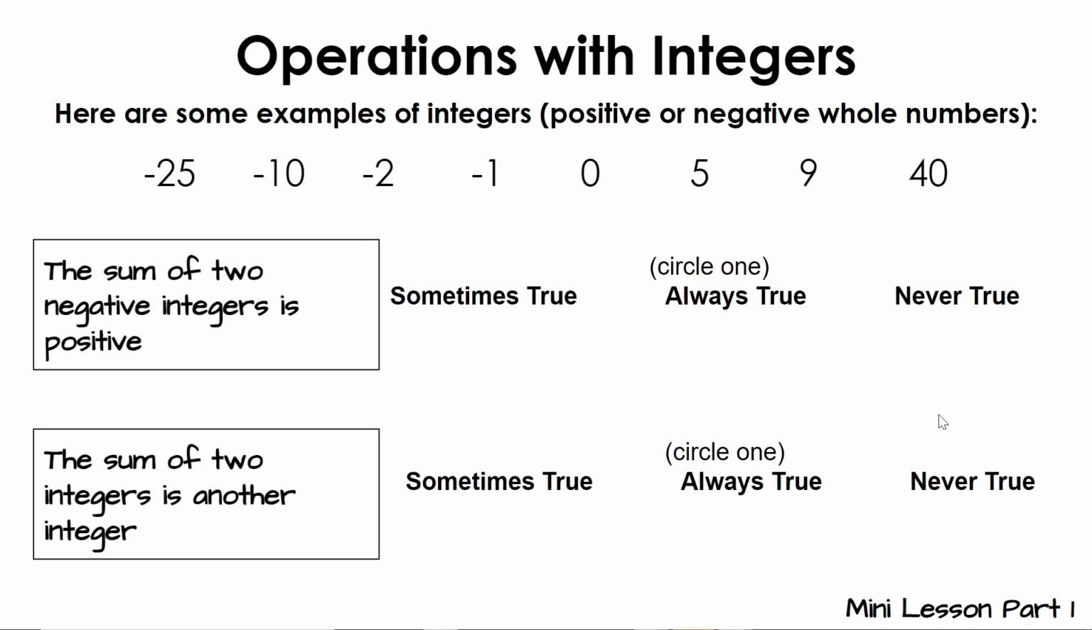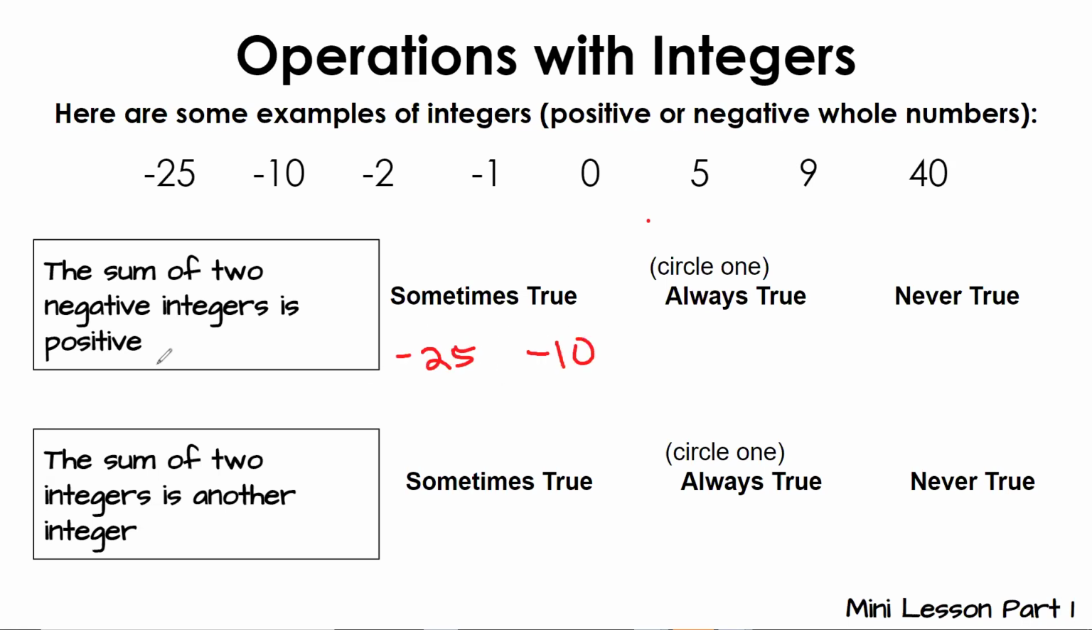Okay, here are some examples of integers. So positive or negative numbers. They're whole numbers. The sum of two negative integers is positive. Is that always true, sometimes true, or never true? Okay, so let's think about this. If I take two negative numbers, give me two negative numbers up here.